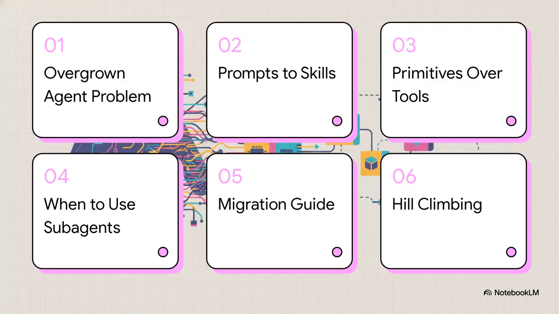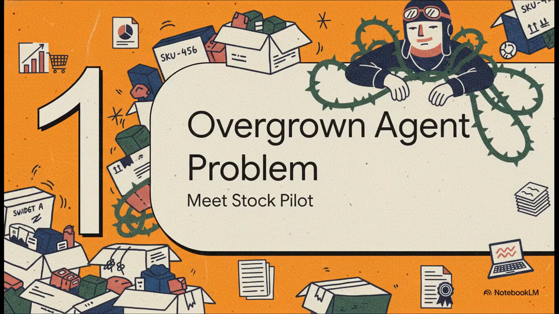So, here's our roadmap for decluttering your agent stack today. We'll start with the overgrown agent problem, shift from messy prompts to modular skills, and prioritize built-in primitives over custom tools. Then we'll cover when to use subagents, walk through a step-by-step migration guide, and finish up with hill climbing to success. All right, Section 1, the overgrown agent problem.